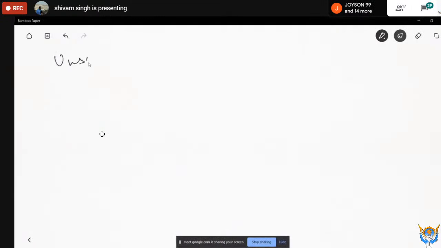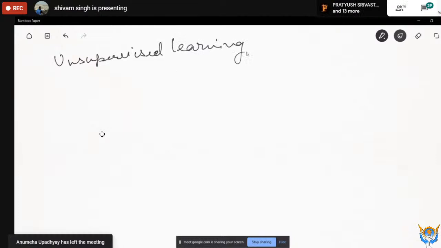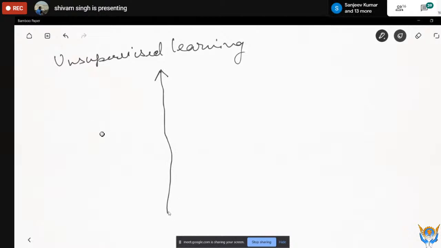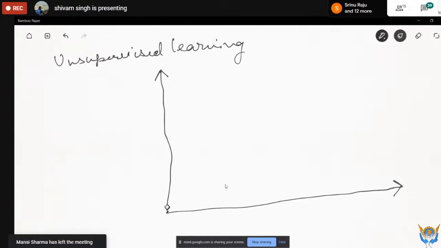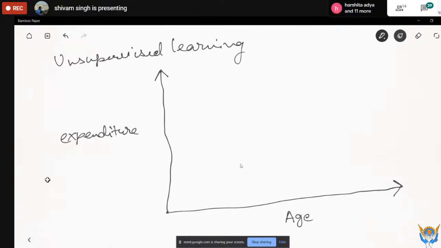Okay, so now you can understand this thing with an example. What is unsupervised learning? I will give you a very simple example so that you can easily understand what unsupervised learning is. Suppose this is a kind of graph, and suppose in the x-axis there is some age, and in the y-axis there is some expenditure. Okay, now you don't have any label data.